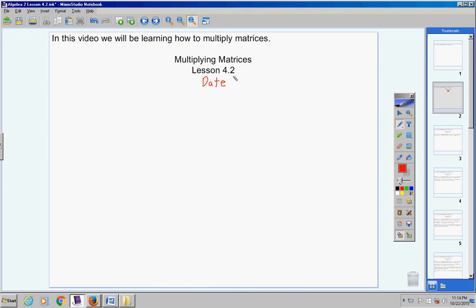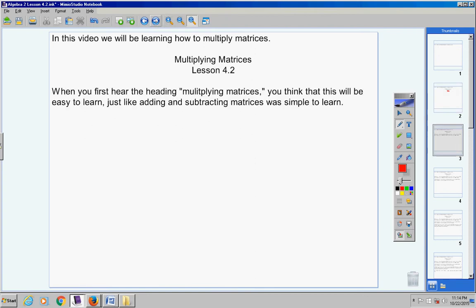I tell you this every day, and I'm serious about that. The more organized you are, the easier it is to study, okay? So your heading today is multiplying matrices, lesson 4.2, and be sure and include today's date. Now remember, on any video that I make, if you have to pause the video, please do that, okay? I go pretty fast on purpose, because it's always hard to speed me up, but you can definitely slow me down by pausing the video.